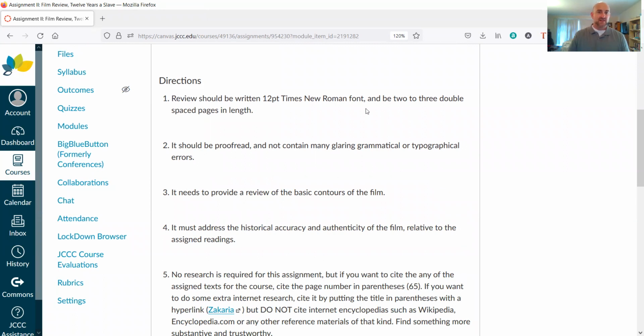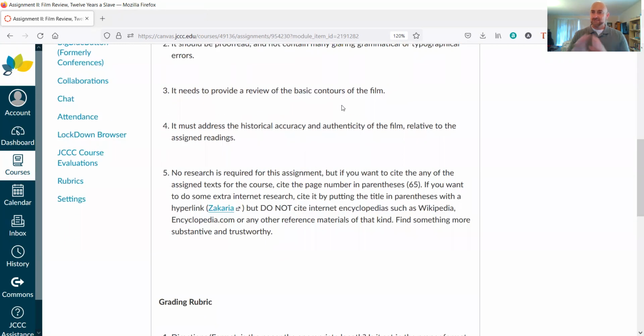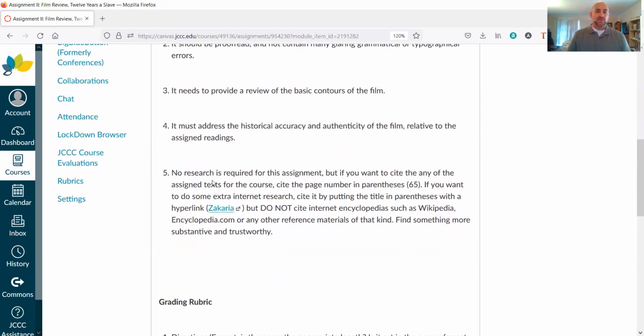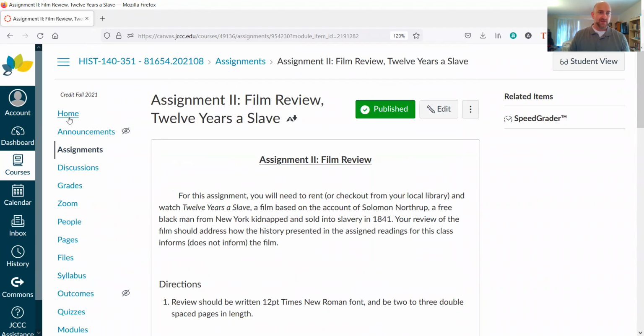You have some directions here. Please follow them fairly closely. Again, it's not too difficult. You don't have to do any research for this. I give you a couple of things in the module as background. If you want to cite your textbook, just put the numbers in parentheses there. If you want to do research for this, you can, I guess. Give me a hyperlink if you can do that, but don't cite things like Wikipedia or encyclopedia.com. I'm giving you stuff that's actually pretty good. Actually, I'll show you here.